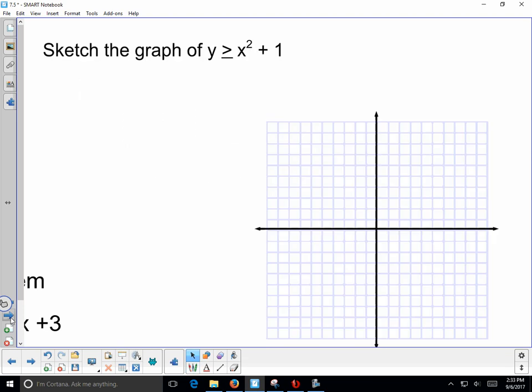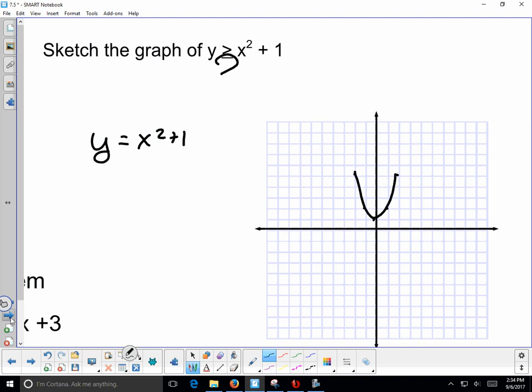So just to review, if I had something like y is greater than or equal to x squared plus 1, you're thinking of it as though y is equal to x squared plus 1, which we know is a parabola that shifted 1 unit up. So I'm going to sketch that very quickly. I have this parabola. Just to review, if it's equal to, the line is solid. If it's just greater or less than, remember you have a dashed line.